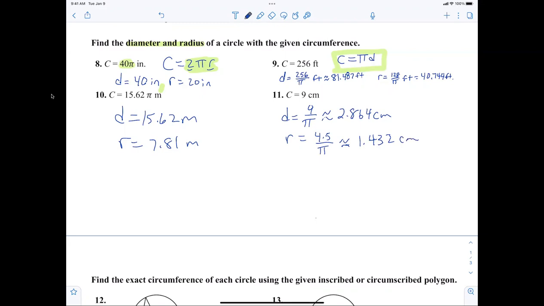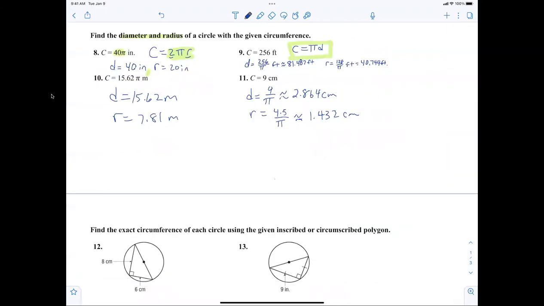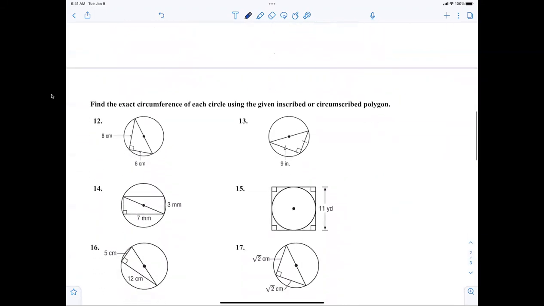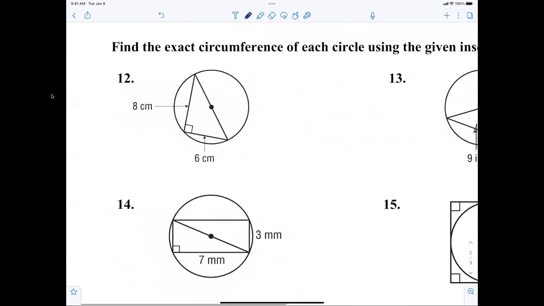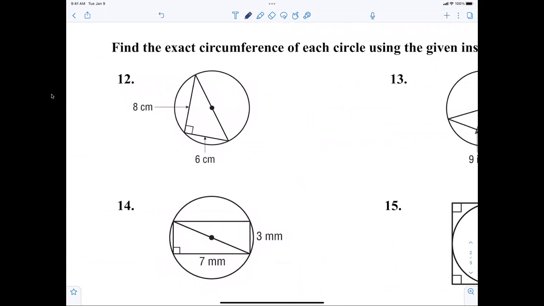All right, now I'm just trying to tell you. Make sure you're doing it with me. Anybody got any questions with that? I agree. Very easy. All right, everybody look at number 12. I'm just going to do a couple of these.